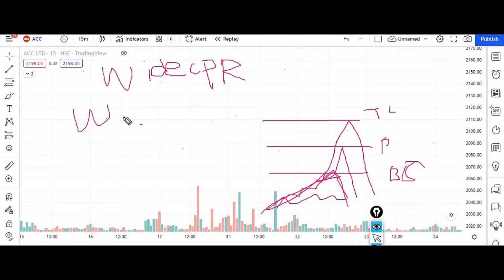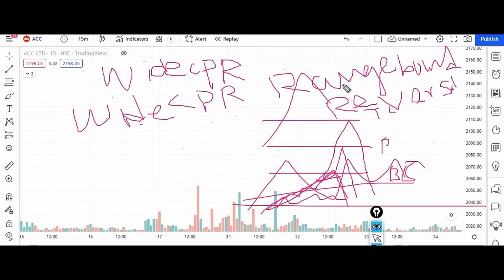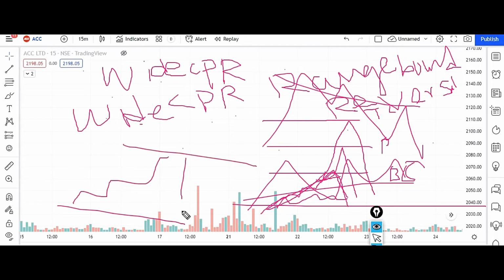Okay, in wide range CPR, the price would most probably be range bound or reversal. Range bound in the sense it will be confined to some range throughout the day. It will be like this throughout the day. Reversal in the sense if it is trending like this, at a certain point it reverses back to the CPR.